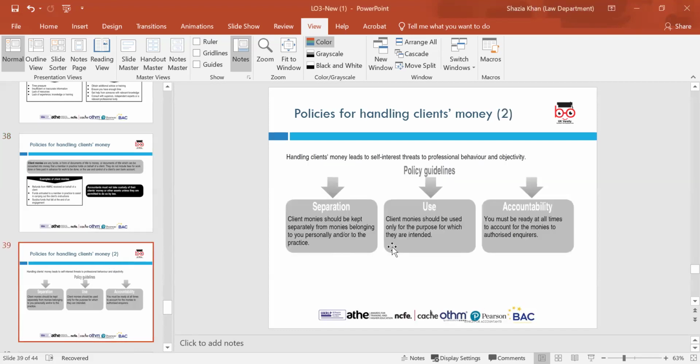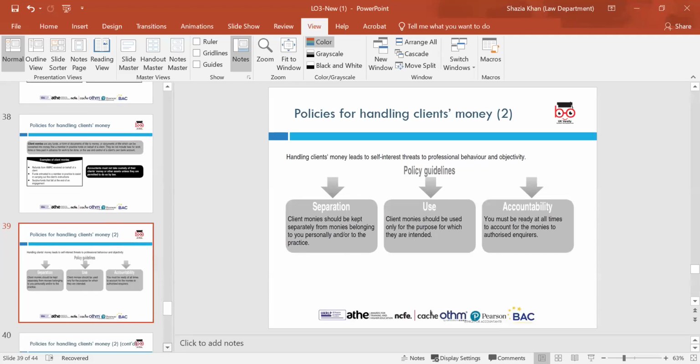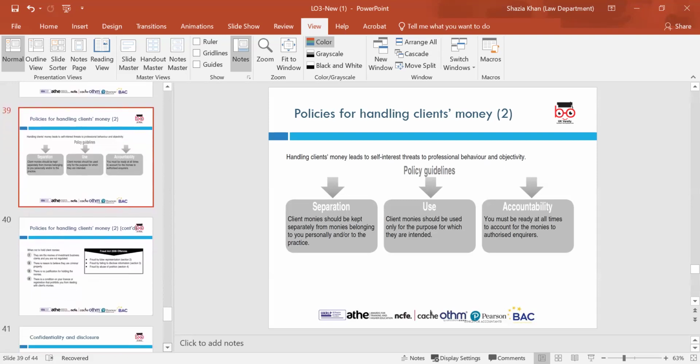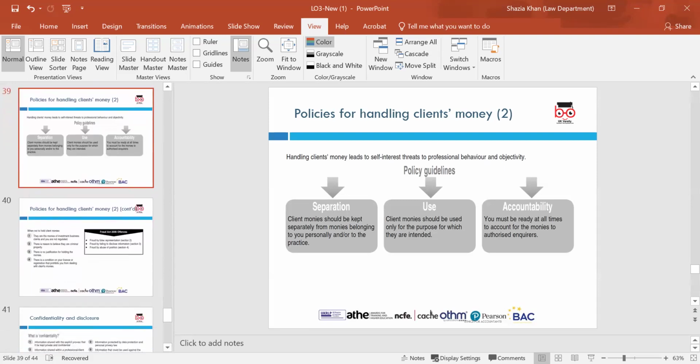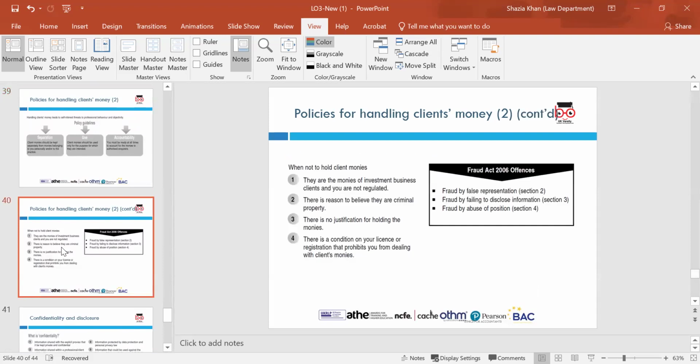Policies for handling client money. So handling client money: self-interest threats, policies, separation, the use, as we've mentioned, and accountability. So you are accountable for that. You need to make sure that all the money that you have put in is in a separate account and you are following the company procedures in regards to clients' monies, and they're separate from any other accounts of the firm or the organization.